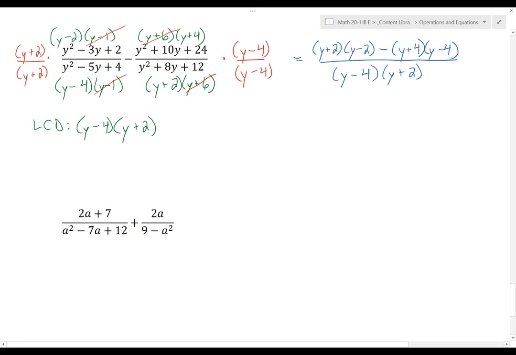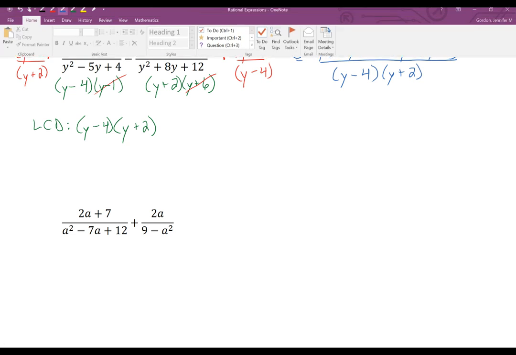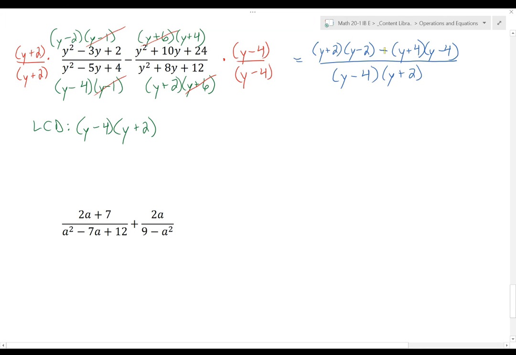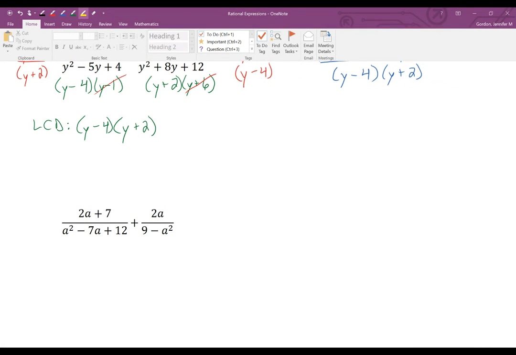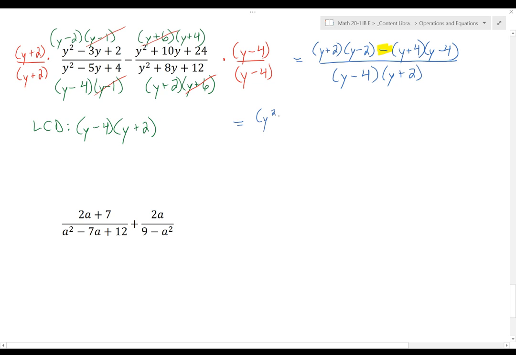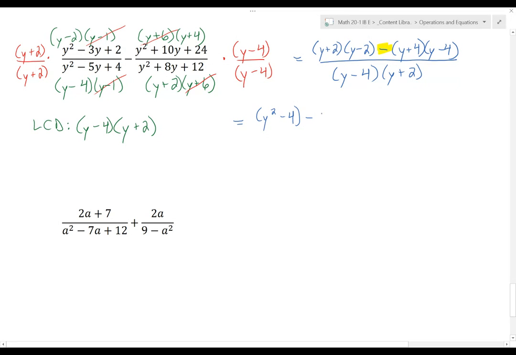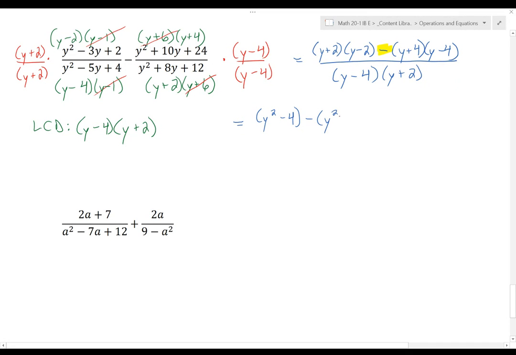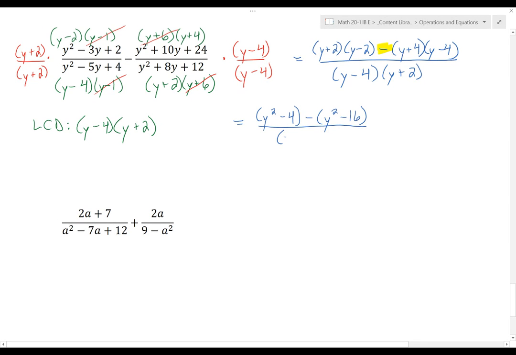Again, it's tempting to want to cancel common factors now. I can't do that because I still have the subtraction. When I have a subtraction or an addition, it's tying everything together, so I can't simplify it yet. Y plus 2 times y minus 2 is y squared minus 4. Y plus 4 times y minus 4 is y squared minus 16. I'm still keeping them in brackets because I have a subtraction.